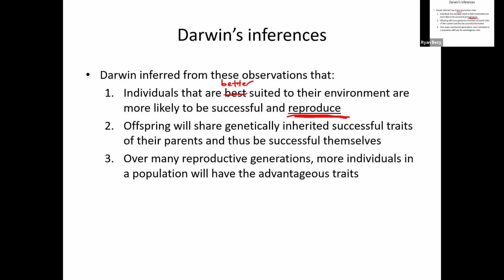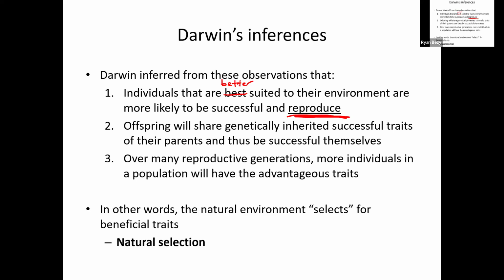And if this keeps repeating over many reproductive generations, then over time those successful traits become more and more common, until maybe most of the members of a population have those successful traits. So those advantageous traits become increasingly common over the course of several generations. And he termed this natural selection. In other words, the natural environment is selecting for beneficial traits.